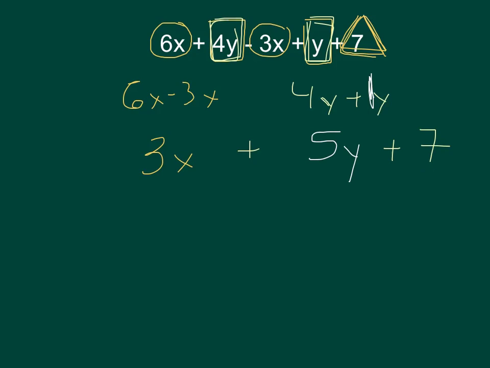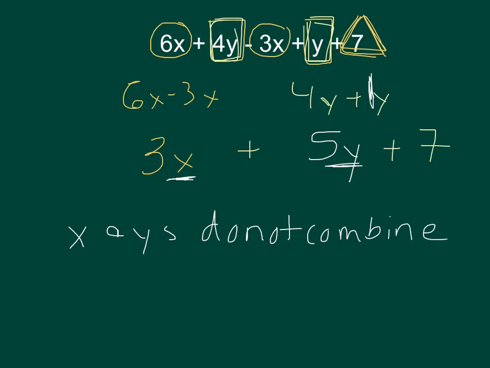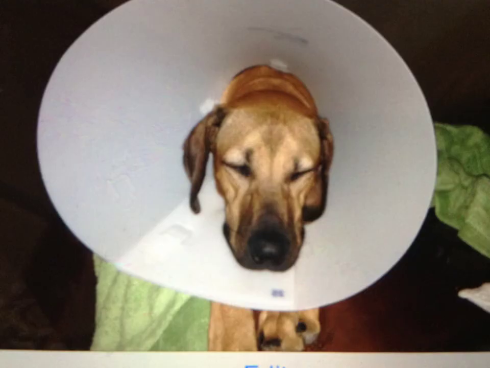I cannot combine my x's and my y's because I do not have the same variable. So x's and y's do not combine. And I can also not combine my constants with my other terms, because those coefficients are being multiplied before they're added, so I need to follow order of operations.